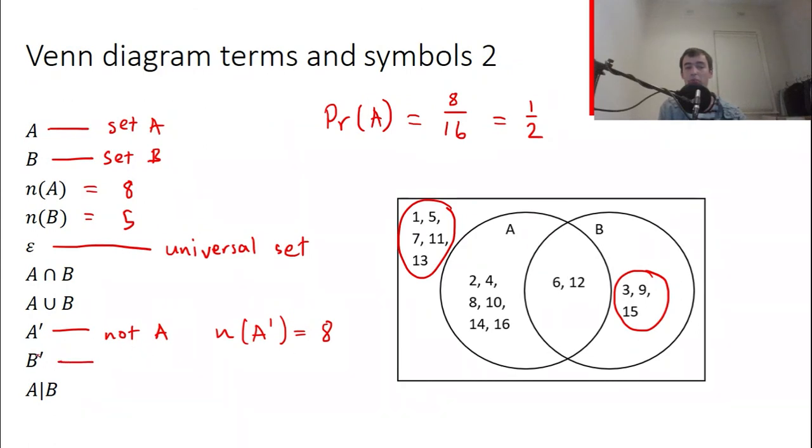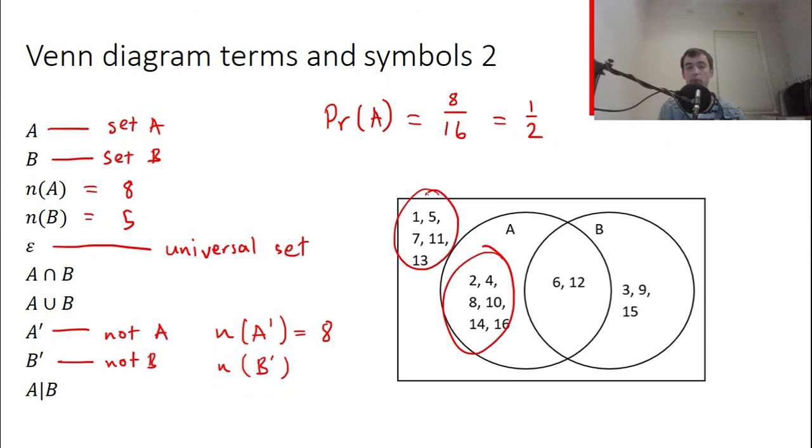So again, B apostrophe means B prime. That's not B. If I wanted to find the number in not B, I wonder if you can guess which outcomes are in not B. Well, it's everything except for the things in this circle. So it would be these two. All right, so the number in not B is 1, 2, 3, 4, 5, 6, 7, 8, 9, 10, 11.